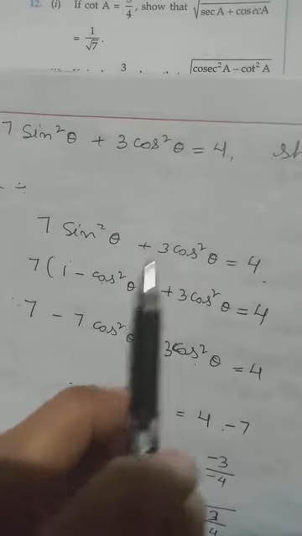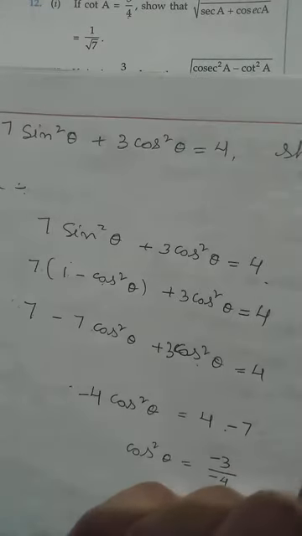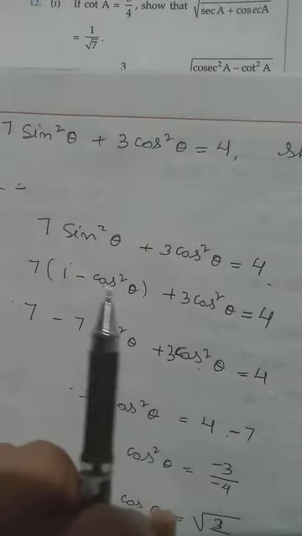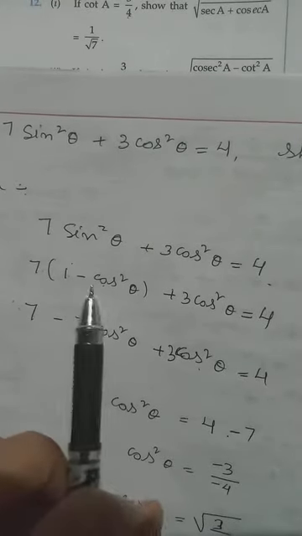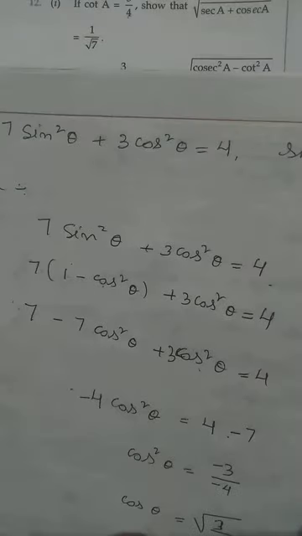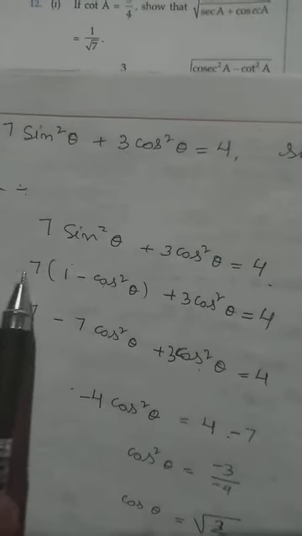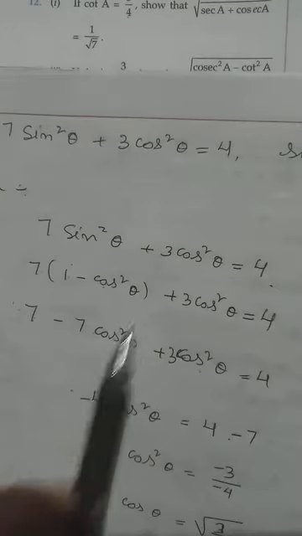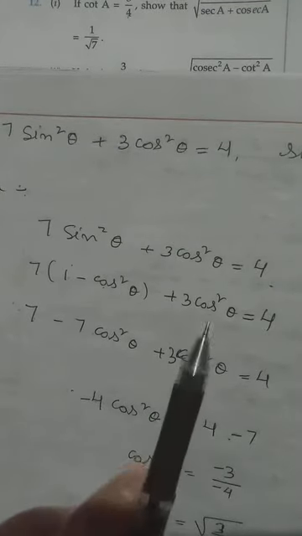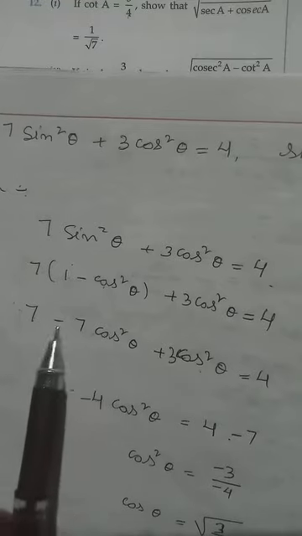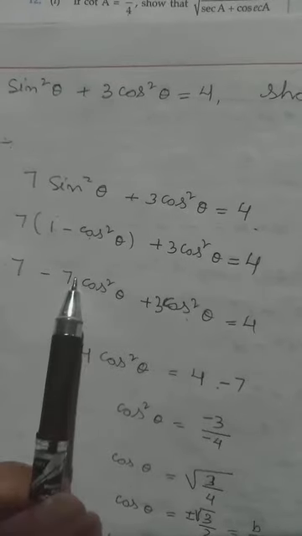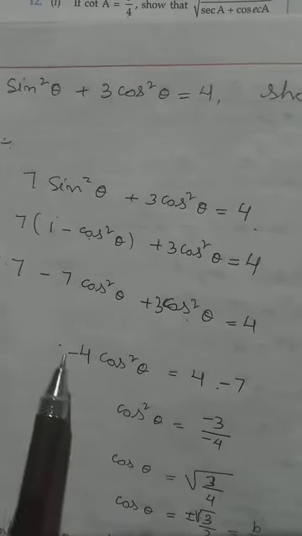From the identity which we'll do in the next exercise, we have sine square theta equal to 1 minus cos square theta. This is an identity which you will get in the next exercise. Okay. Then here we can multiply 7 into 1, 7 into cos square theta. Here you see we have both cos square theta, minus 7 plus 3, we have 4. 7 is greater, in front of 7 we have minus.